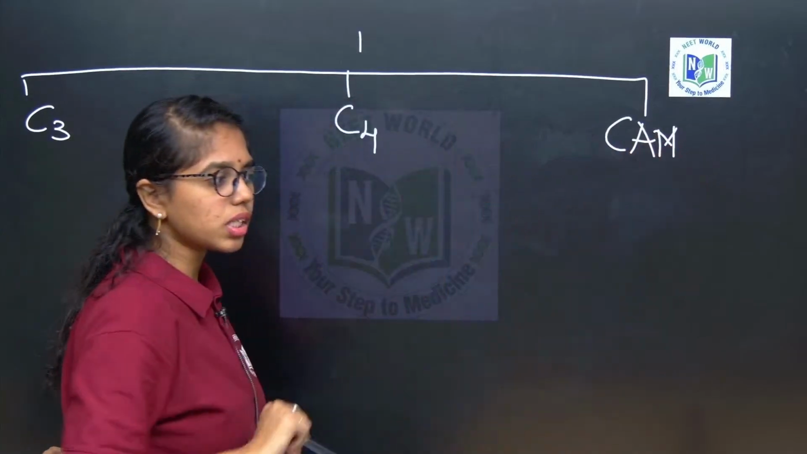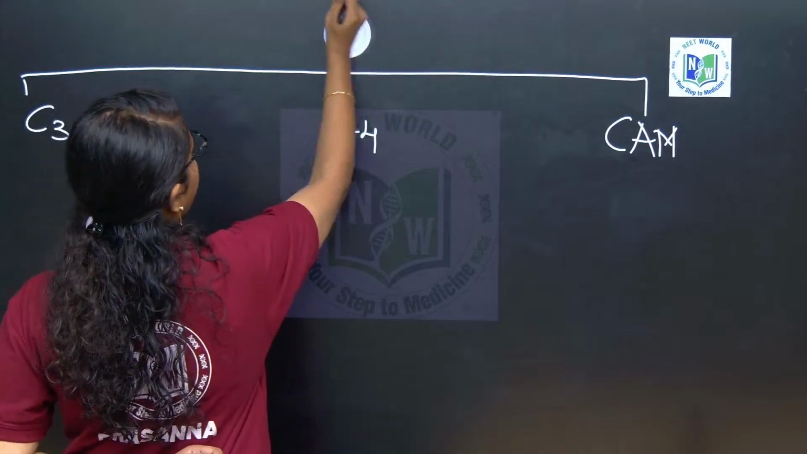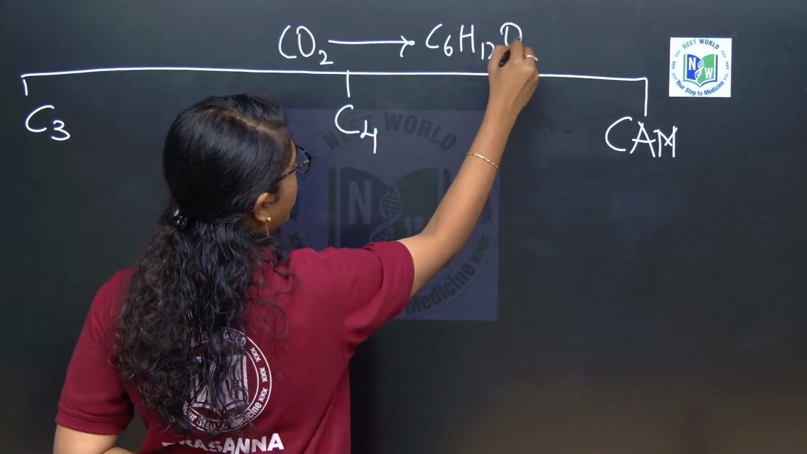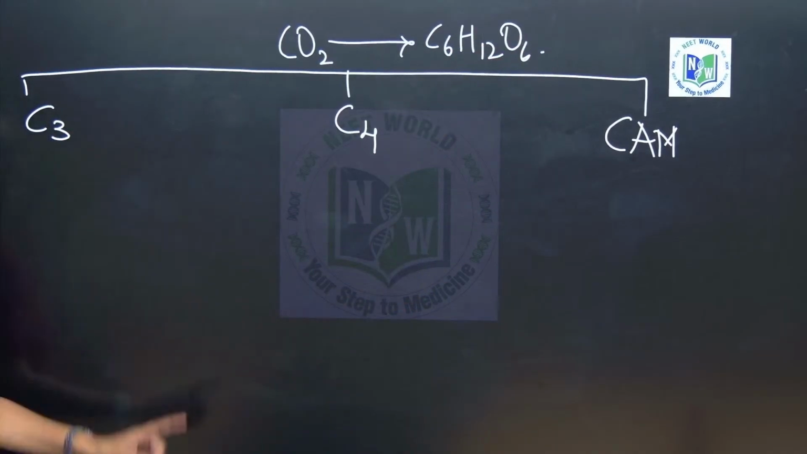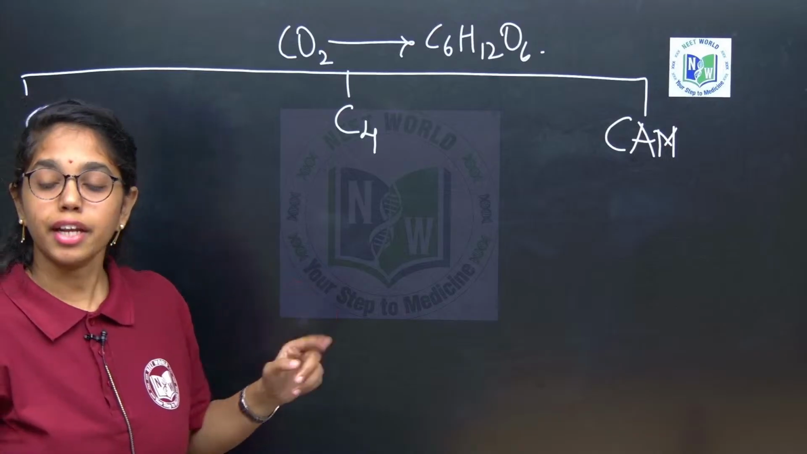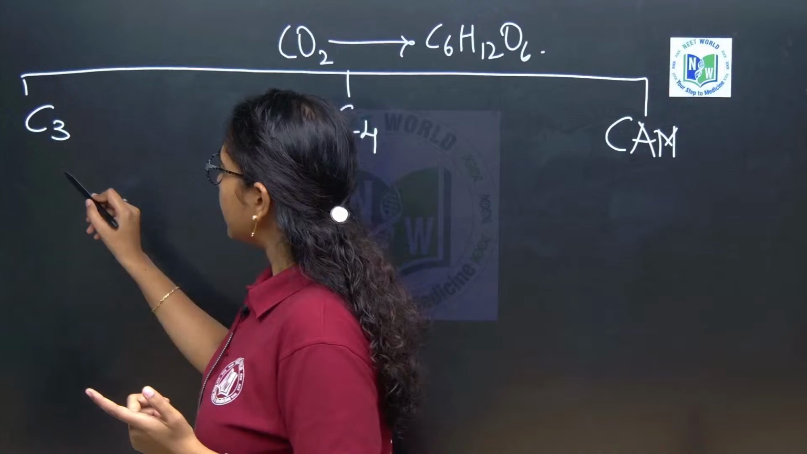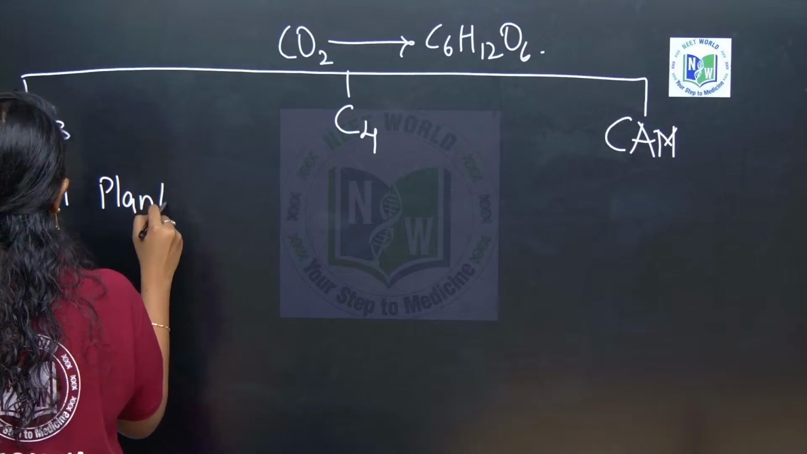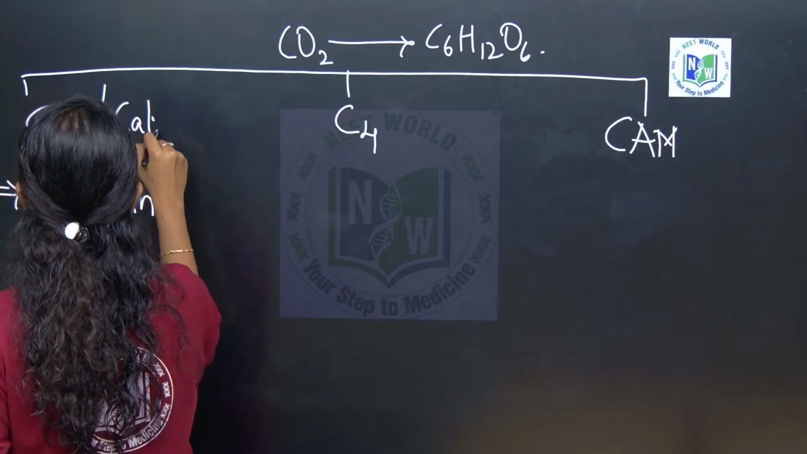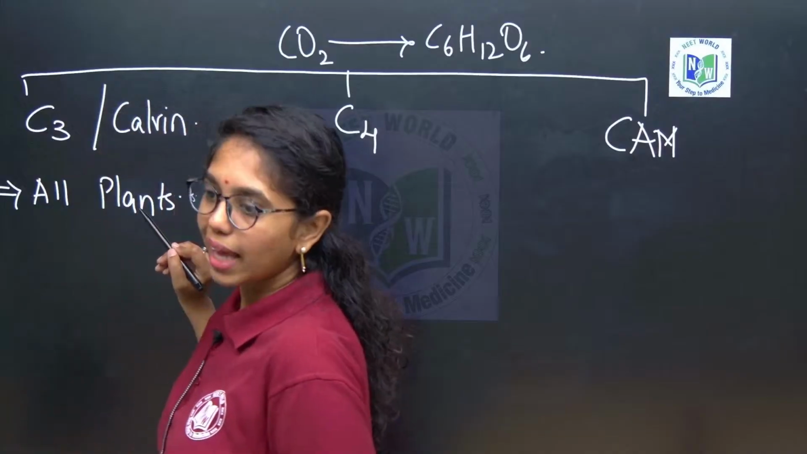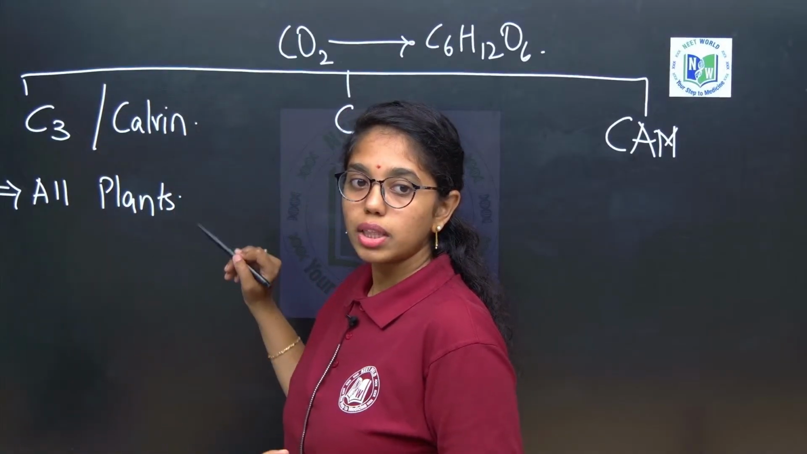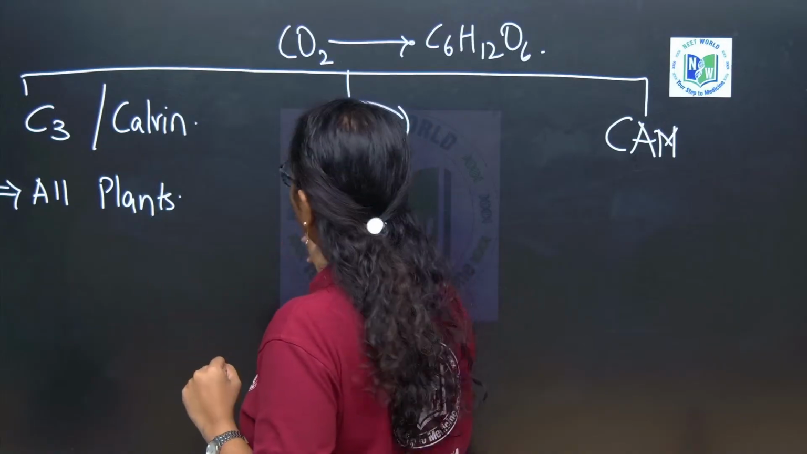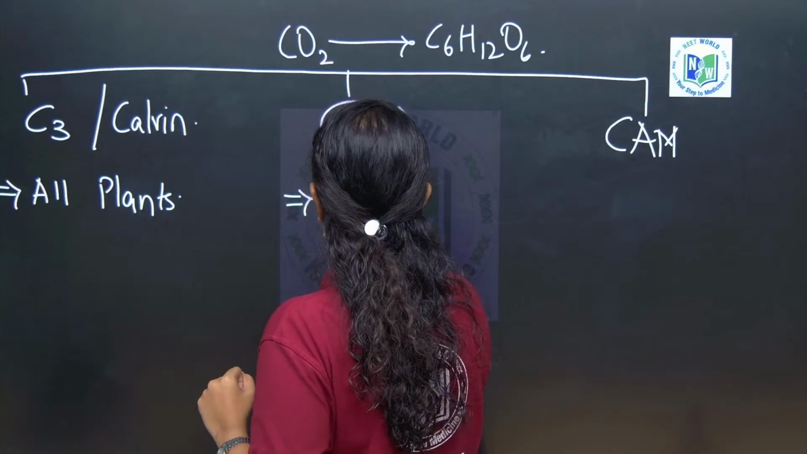What is the only process that is happening over here? Yes or no? C3 cycle is activated in all the plants. Do remember, C3 cycle occurs in all plants. And the C3 cycle is also called the Calvin cycle, because of the scientist Melvin Calvin, who conducted algal photosynthesis and discovered the C3 cycle. C4 cycle is observed only in the tropical plants.